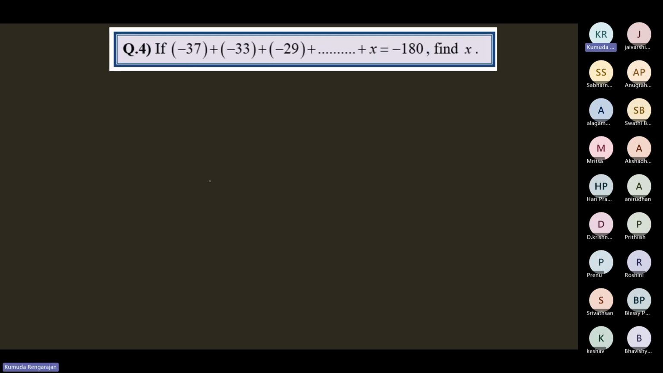Find x. What's the value of x? So first tell me the value of n. That is, how many terms of this AP should be taken to get the sum as minus 180? That's the question. See, minus 37 plus minus 33 plus minus 29. These are the terms of the AP.